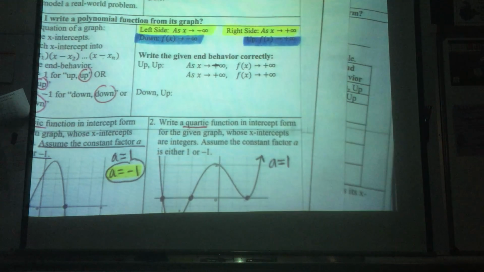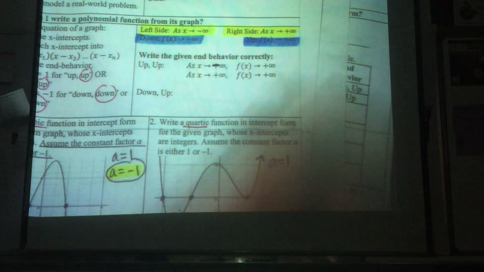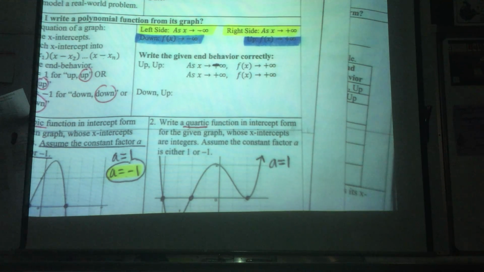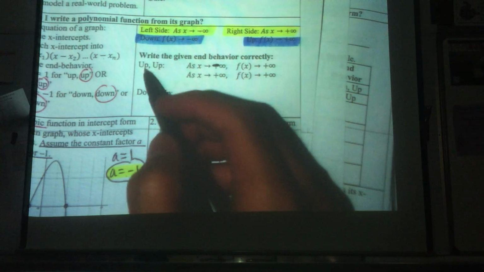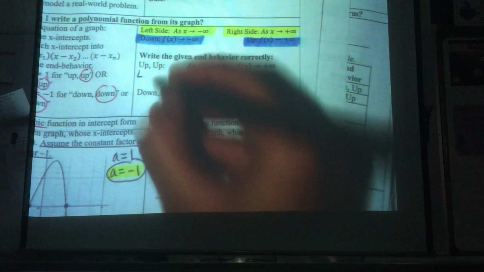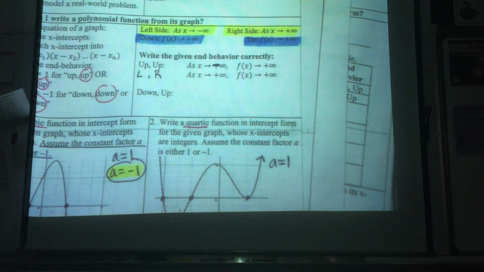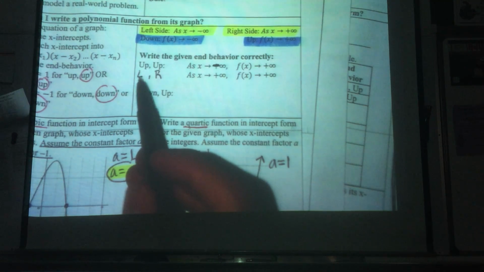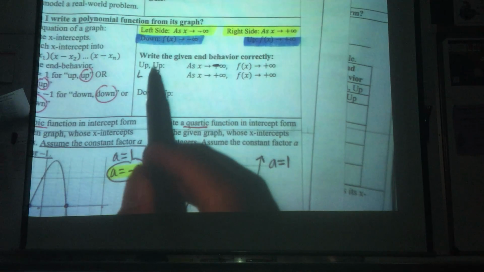Okay, so now when we apply all of them, first of all, make a correction here. This one should say negative infinity, not positive infinity, so fix that. And now it makes sense. The end behavior up, up means that on the left side, it's up, and on the right side, it's up, right? So the first thing we say is left, and then we say on the left, it goes up. Then we say on the right, it goes up.